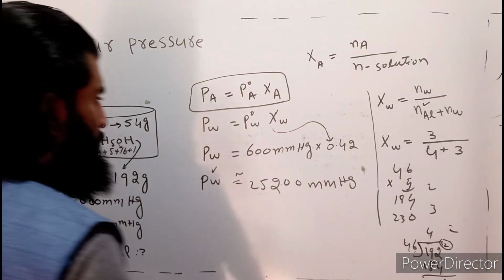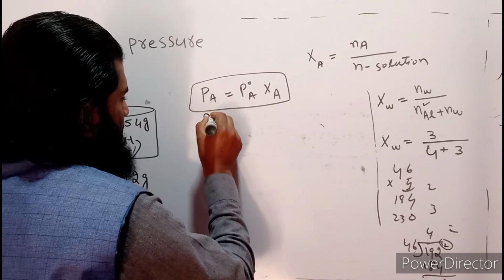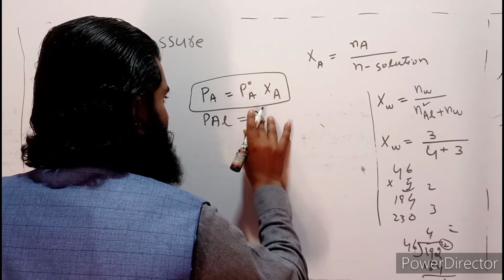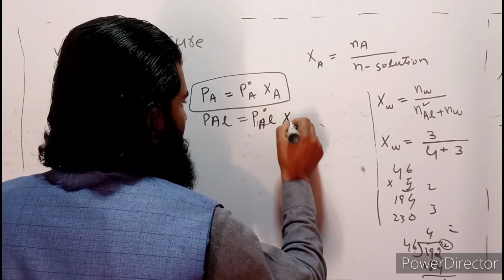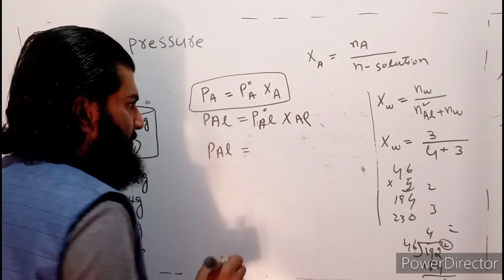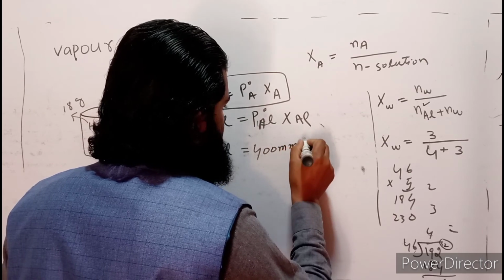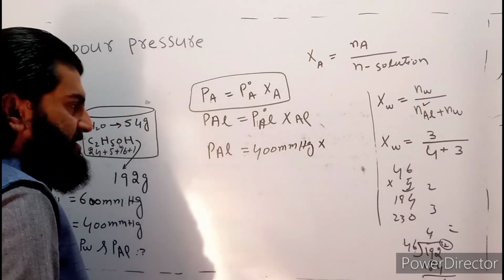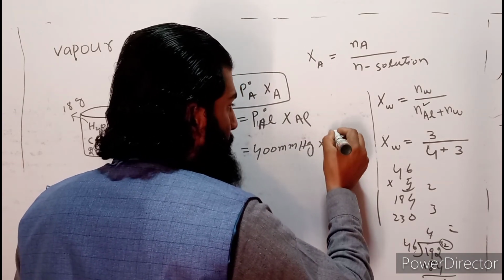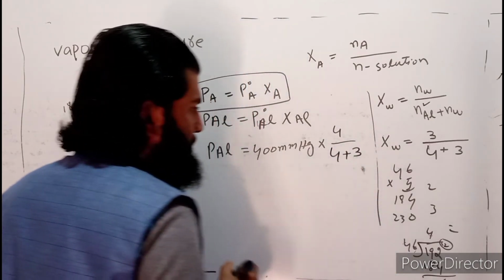So now we want to calculate the partial vapor pressure of what? Of alcohol. The partial vapor pressure of alcohol in solution is equal to the partial vapor pressure of pure alcohol, 400 mm of Hg, multiplied by the mole fraction of alcohol. The mole fraction of alcohol means moles of alcohol divided by moles of alcohol plus moles of water.